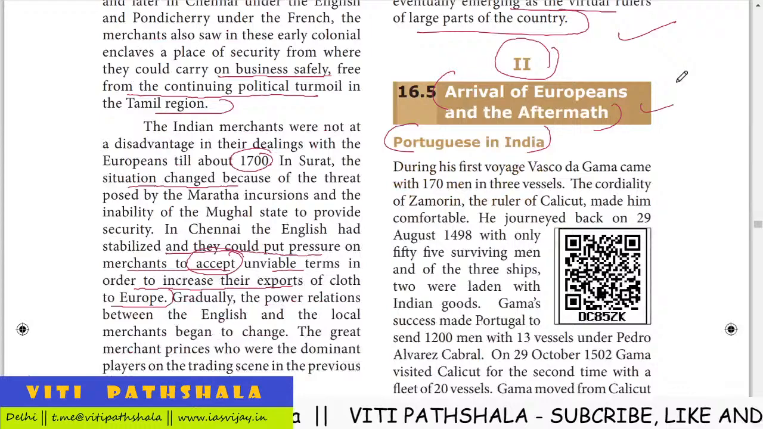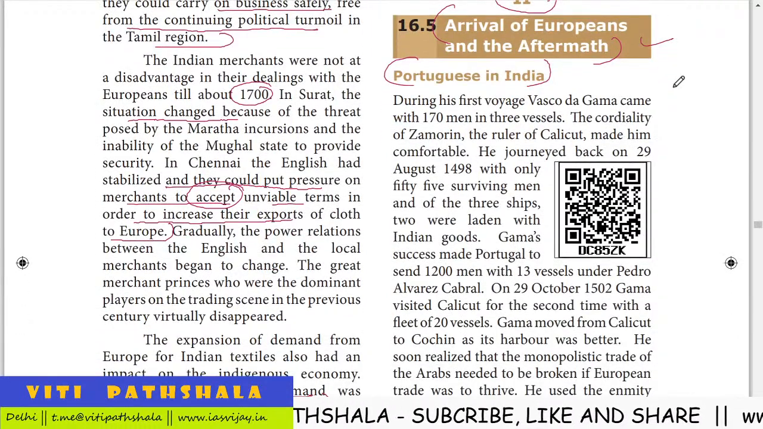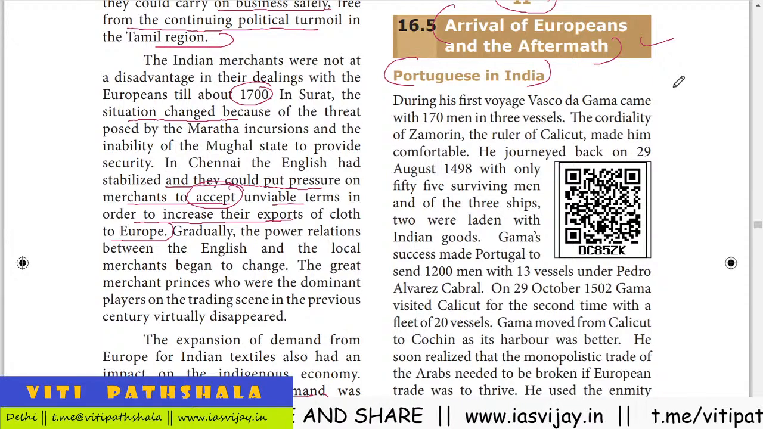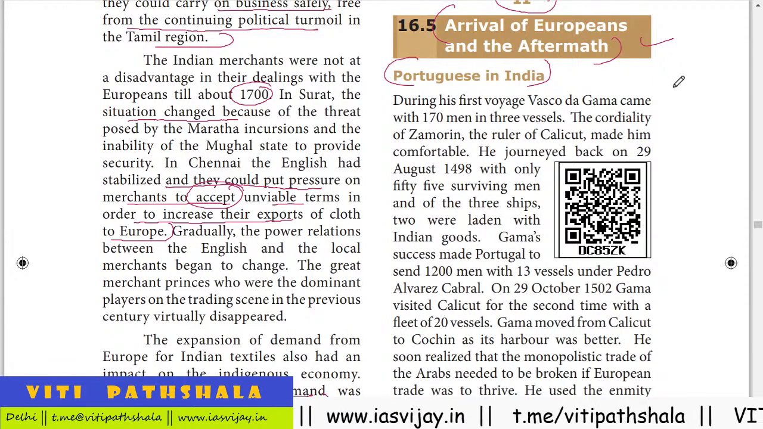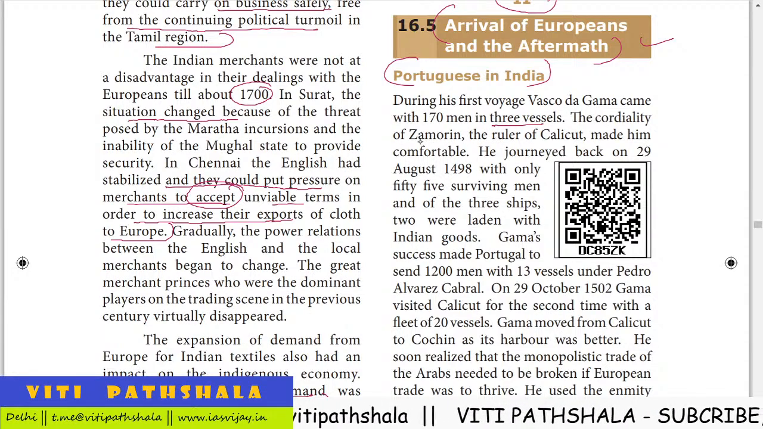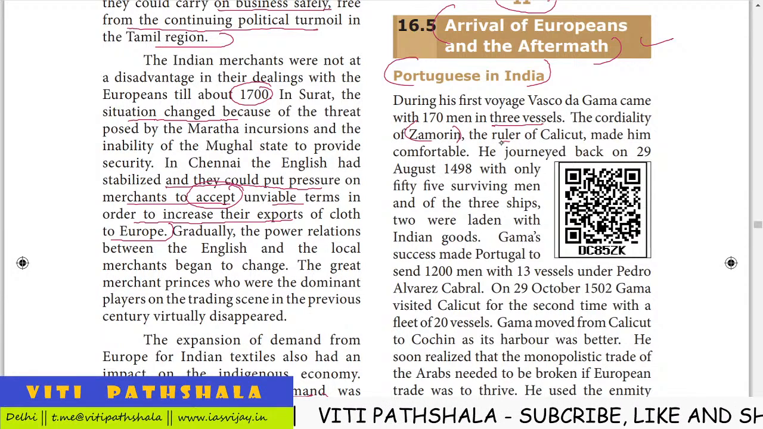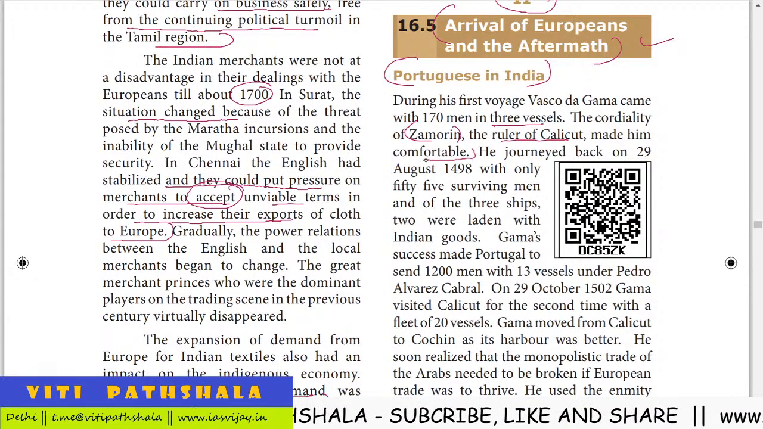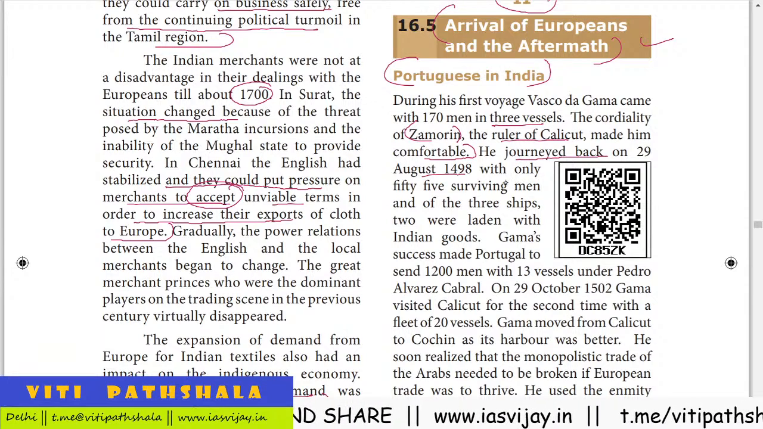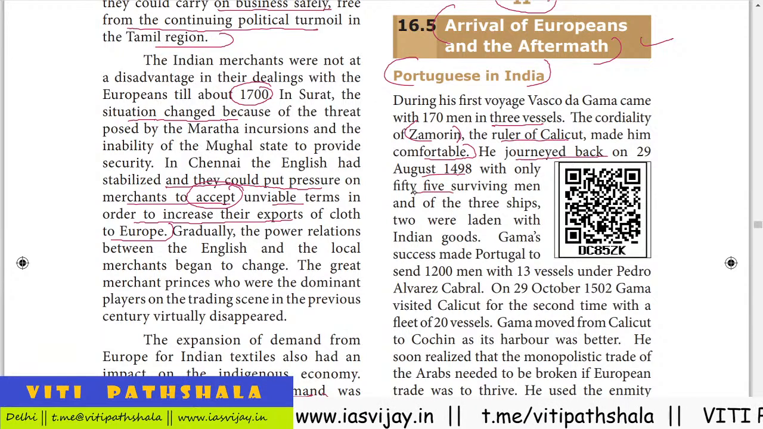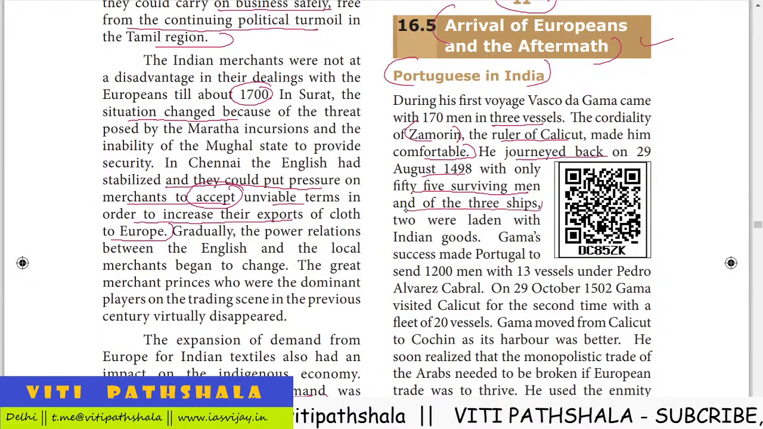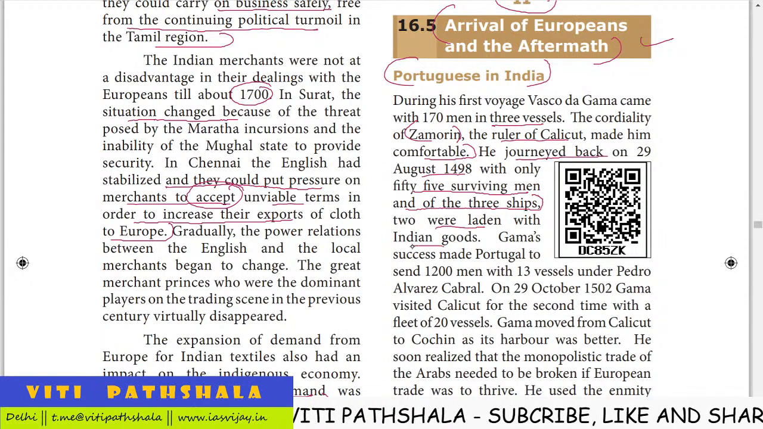Now it is an important part that we are going to start from here. Now, during his first voyage, Vasco da Gama came with 170 men in 3 vessels. Now, the cordiality of the Jamorin, the ruler of Calicut, made him comfortable. He journeyed back on the 29th August 1498 with only 55 surviving men, and of the 3 ships, 2 were laden with the Indian goods.